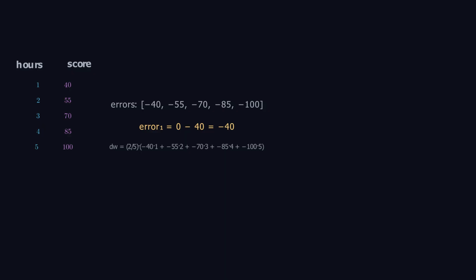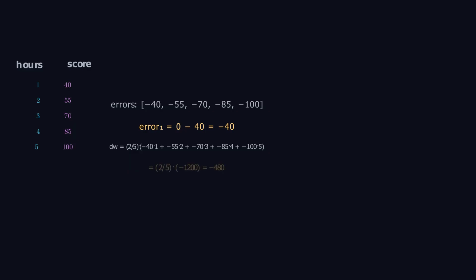Let's compute one step by hand. At the weight W equals 0 and the bias B equals 0, our prediction for every student is 0. The error for student 1 is 0 minus 40, negative 40. The slope with respect to the weight W, that is, partial L over partial W, equals 2 over n times the sum of each error times x. Plugging in, 2 over 5 times the quantity negative 40 times 1, plus negative 55 times 2, and so on.